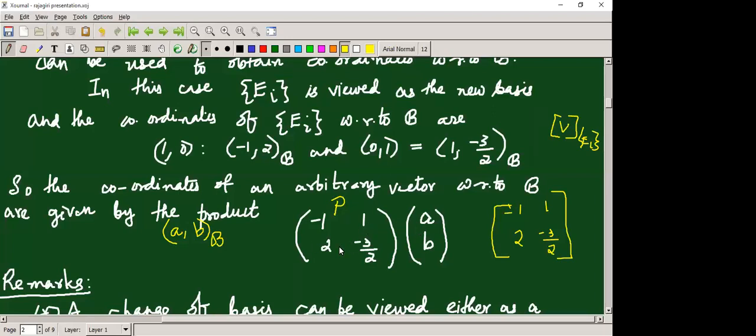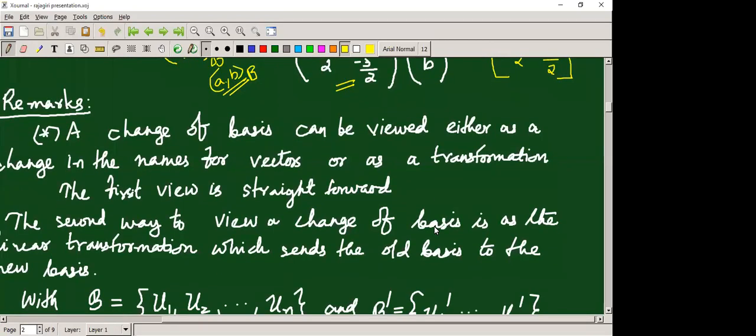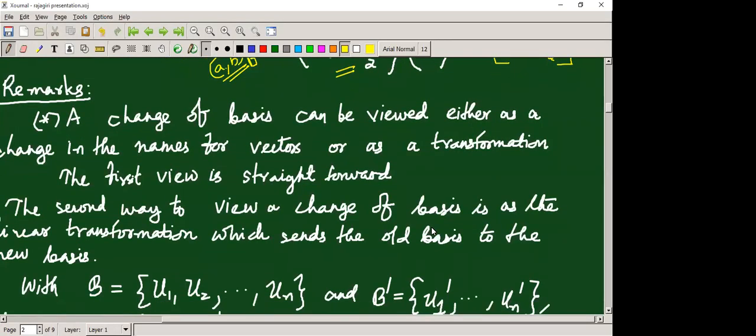So in this, actually, this gives a general formula. You take any AB in R2, and its coordinate matrix with respect to B can be computed using this simple formula, [[-1, 1], [2, -3/2]] into AB. So this is one advantage of the transition matrix. Now we can see this transition matrix in two different ways.